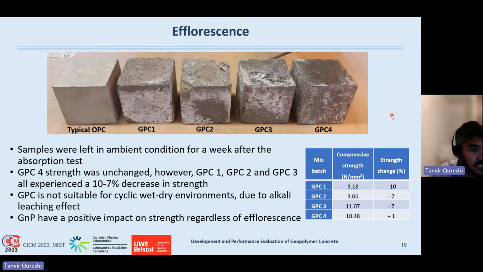Now going to the efflorescence studies, you can see we compared this. What we did, after the water absorption test, was leave these concrete samples in ambient conditions. We wanted this water to leach out the ions from the composite systems and to see what efflorescence happened. And you can see geopolymers have always had this problem of efflorescence. GPC1 and 2 have more efflorescence as opposed to GPC3 and 4.